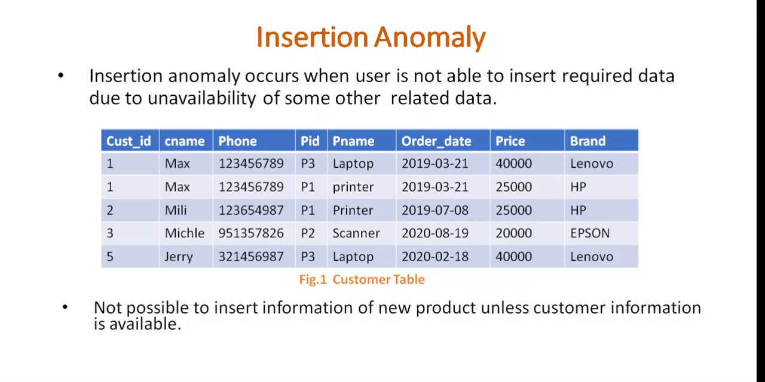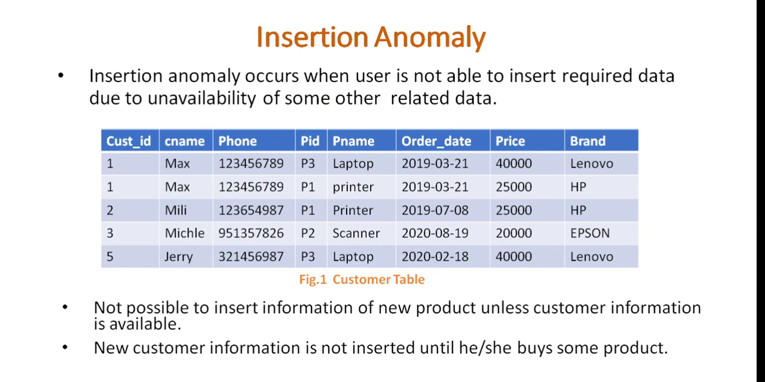So if we consider this candidate key as a primary key, then customer ID cannot be null, and product ID also cannot be null. So whenever we want to insert data for a new product, that product must be ordered by some customer, then only we can insert data. Without customer ID, name, and phone, we cannot insert product information into the table.